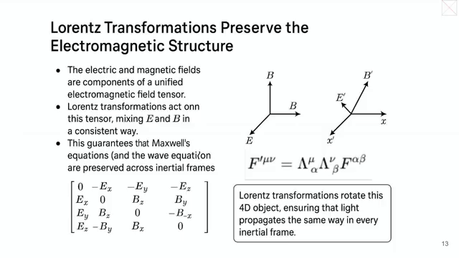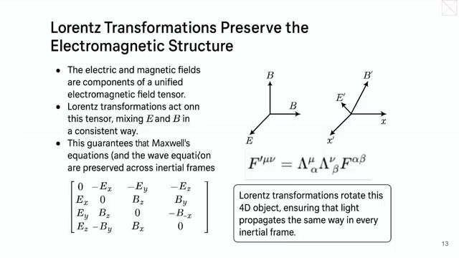When an observer moves relative to a source of electromagnetic fields, the individual components of E and B will appear different. But what really happens is a 4D rotation, a Lorentz transformation, applied to the tensor. This mixing ensures that Maxwell's equations still hold true in the new frame. Importantly, this is something Galilean relativity cannot do. It doesn't preserve the structure of these equations. That's why Lorentz transformations are essential for electromagnetic theory.